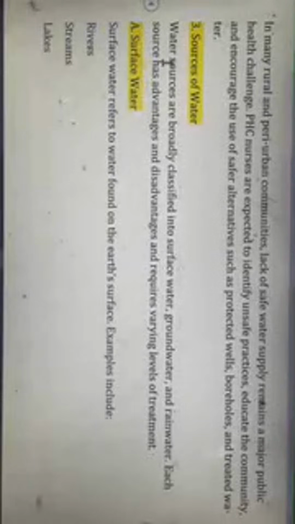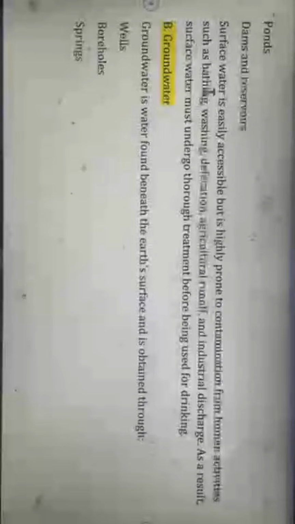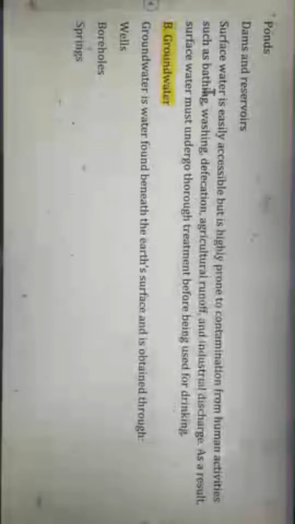Now, the sources of water. Number one, we have surface water. Surface water refers to water at Earth's surface. Examples are rivers, streams, lakes, ponds, dams and reservoirs. Surface water is easily accessible but highly prone to contamination because of human activity such as bathing, washing, defecating there, agricultural runoff, and industrial discharge. All these things go into surface water.